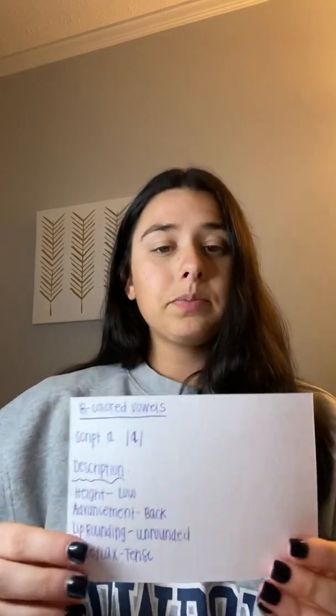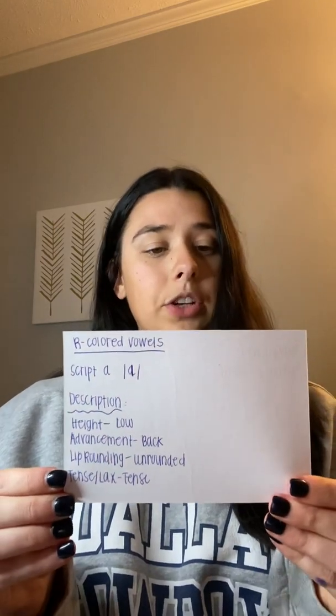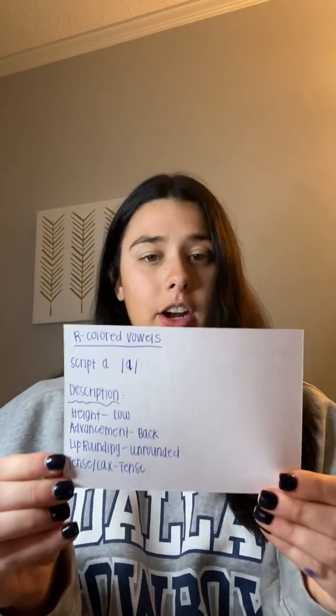And then the last R-colored vowel listed in our textbook is the script A. The height is low, the advancement is back, the lips are unrounded, and it is tense. So some examples include rotten, father, and car.